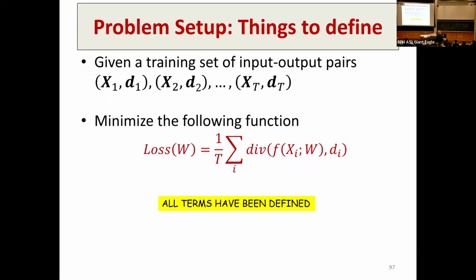So going back to our problem setup, you're given our training set of input-output pairs. We're going to minimize the following loss function, and all of our terms have been defined. We have one last poll.